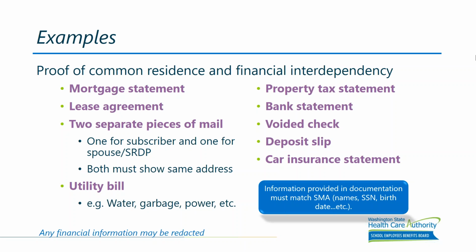So again, what we're looking for is that the information on those documents matches the information in SEBB My account. And in this case, we would like for the subscriber and spouse or state registered domestic partner to have the same address. Keep in mind that anything that has financial information included, that financial information may be redacted.